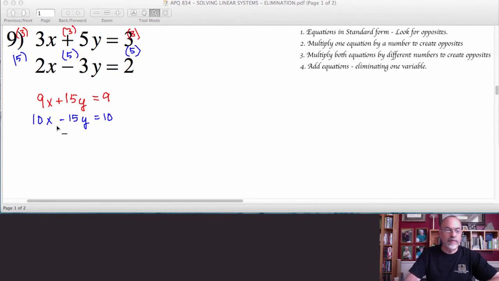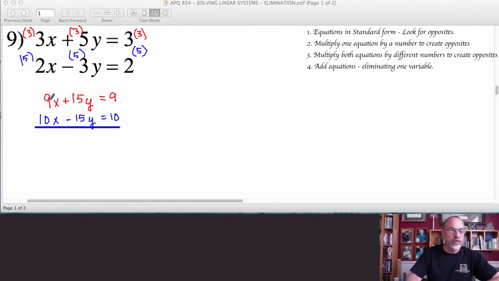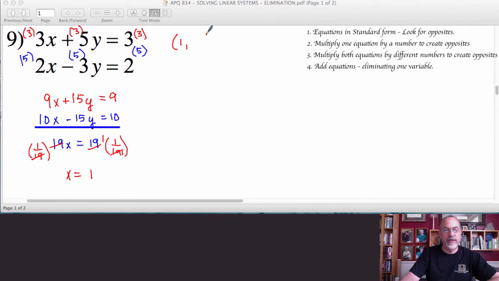Because I now have opposite coefficients for the y's, I can go ahead and add these equations together. So 10x and 9x is 19x. The 15 and the negative 15 is 0, so the y variable is eliminated. And then I have 19. And then I want to divide by 19, which means I multiply by the reciprocal of 19. So multiplying by the reciprocal, then reducing that fraction leaves me 1 times x, which is x. The 19's over here both reduce to 1, which leaves me 1 over 1. So 1 is the x value of my solution.